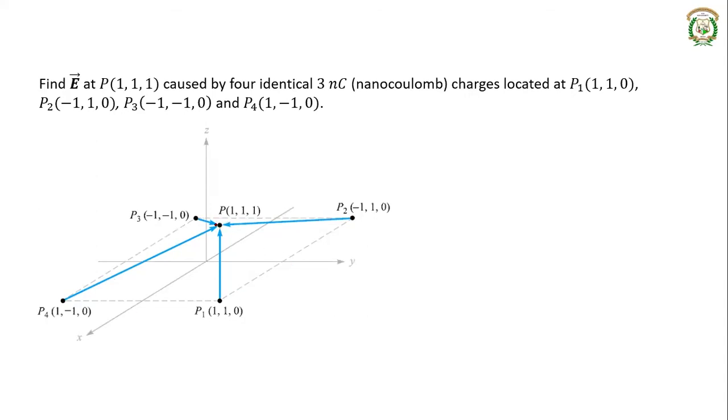And the point where you want to find the electric field intensity is P. This is at 1 comma 1 comma 1, 1 unit in x, 1 unit in y, and 1 unit in z. So it is above. This is not in the xy plane. This is 1 unit above in the z axis.